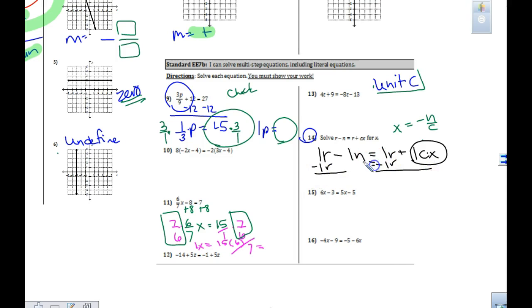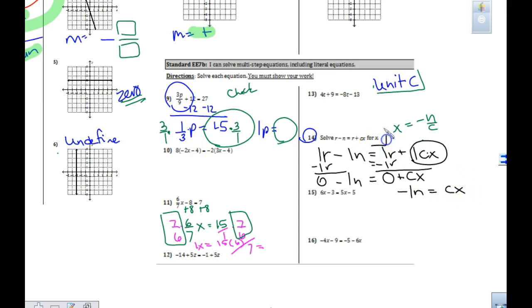If you did not write down 9 and 11, you should make sure you have those two down. So I'm subtracting 1r from 1r. That's 0. I'm left with minus 1n equals 0 plus cx. If I am looking at that, 0 minus 1n, some of you like to write just minus n, yes, or minus 1n, equals 1cx, or just cx.